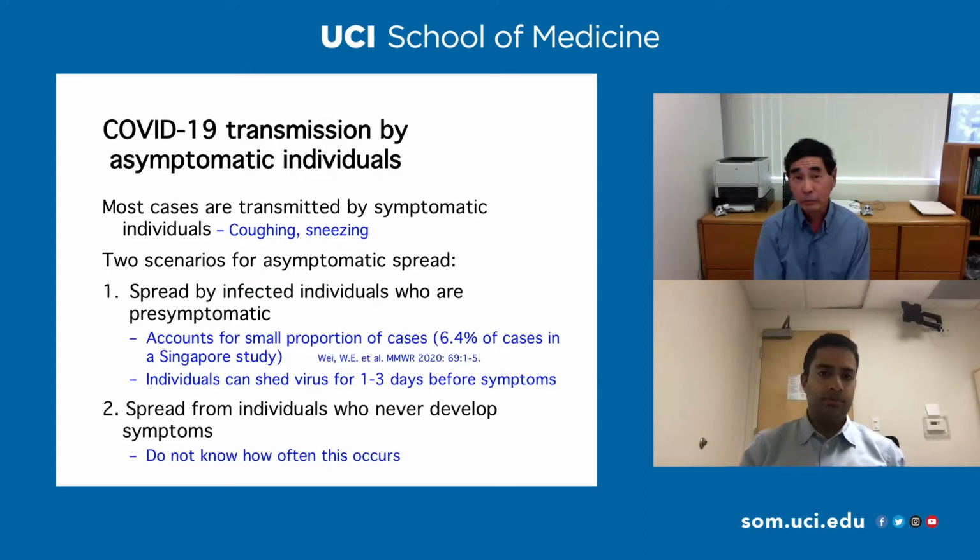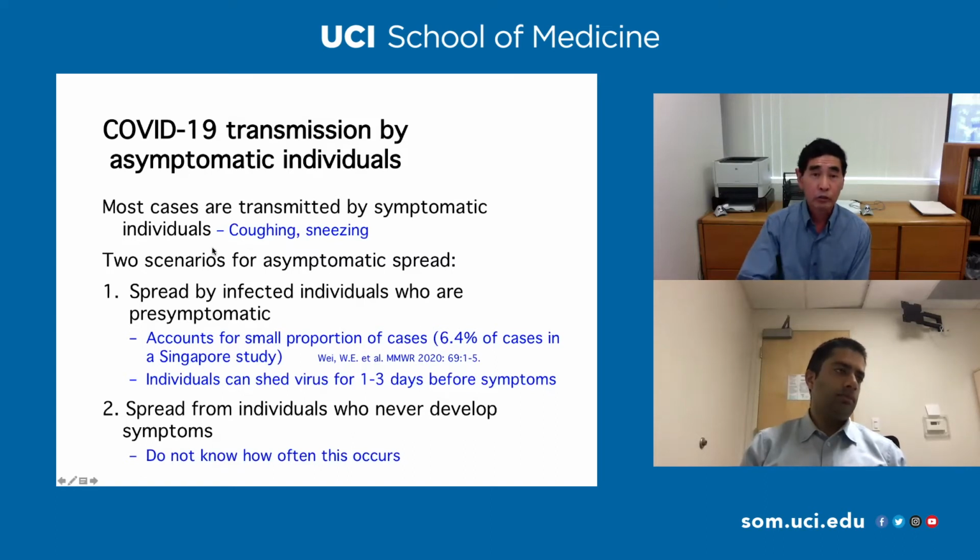We've already touched a little bit on this, which is, can COVID-19 be transmitted by asymptomatic individuals? Individuals who at the time don't have symptoms, but are infectious and can spread it to someone else. So to put in perspective, most cases are transmitted by symptomatic individuals. So the person who's coughing and sneezing really should stay home, not go to work, not expose other individuals.